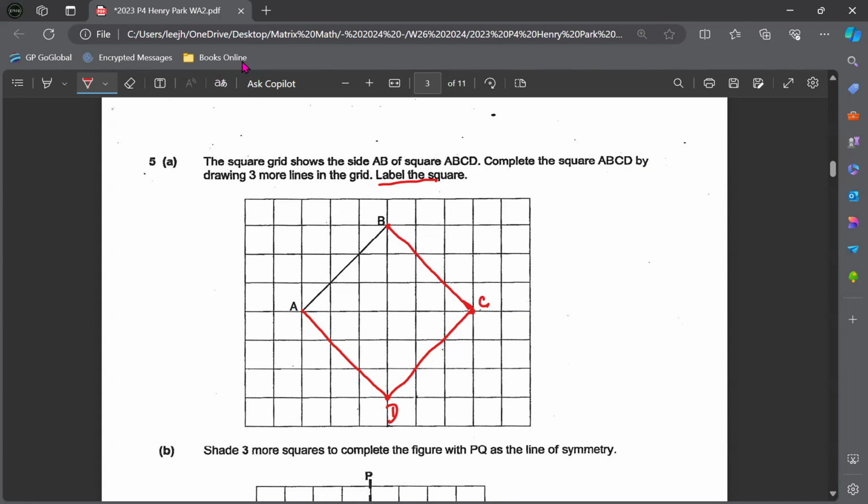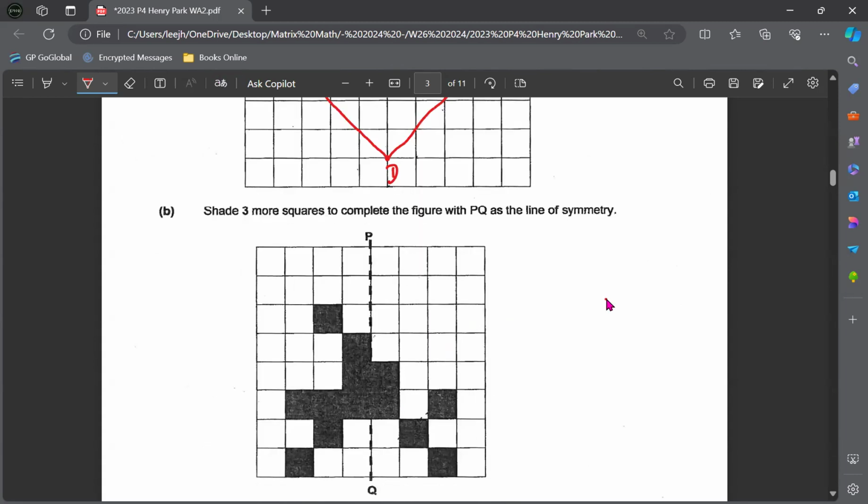Okay. Next one. Shade three more squares to complete the figure with PQ as line of symmetry. So this is the line of symmetry. So which 3 squares must you shade? So you know that definitely you can see this one missing. So it's this one. Then this one also missing, right? And can you see this is 1, 2, 3 squares? This one also, this one missing.